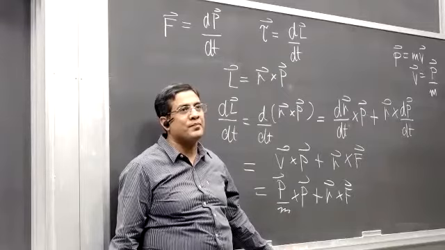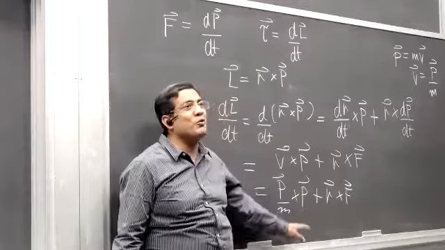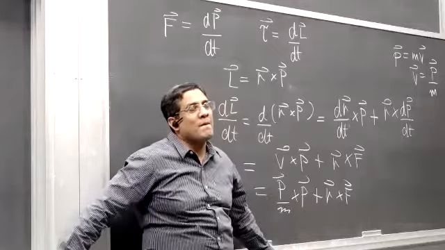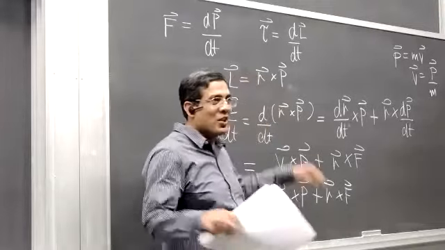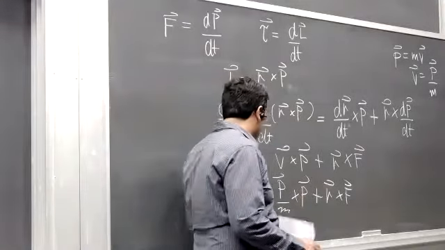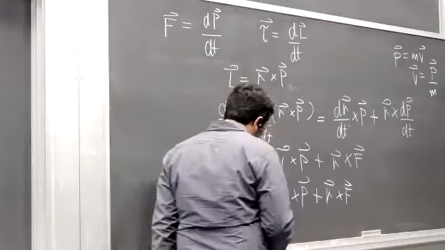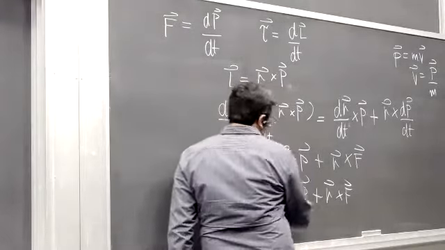Anyone? So this is not p squared over m. This is a cross product between two vectors. Zero, right. The cross product between a vector and itself is zero. So what are we left with?